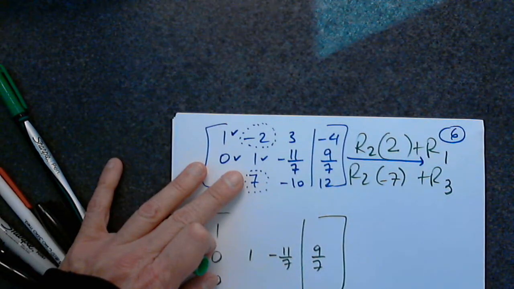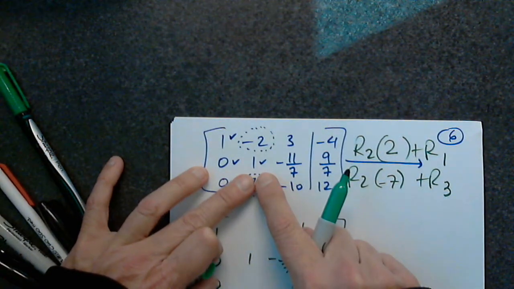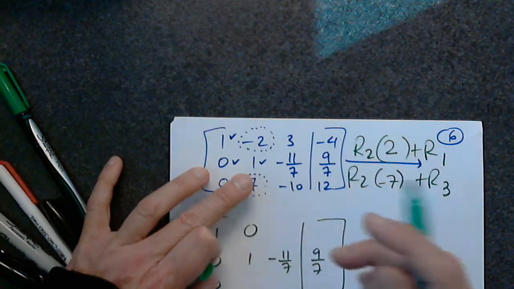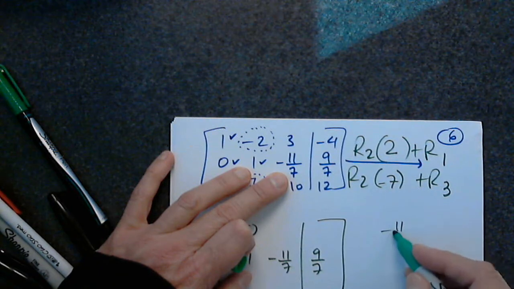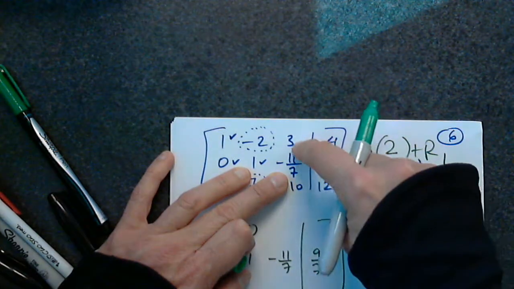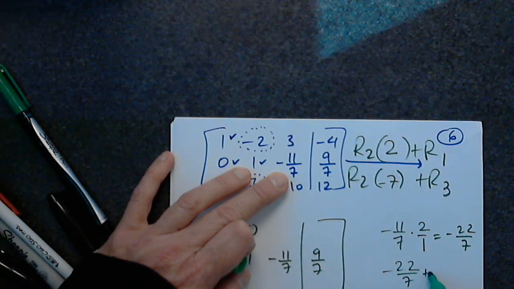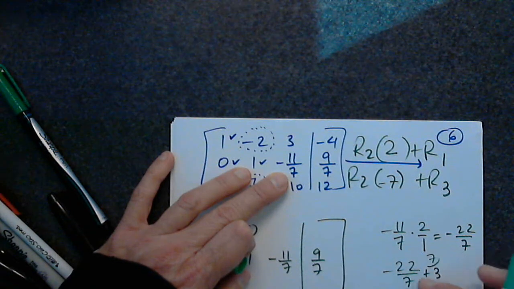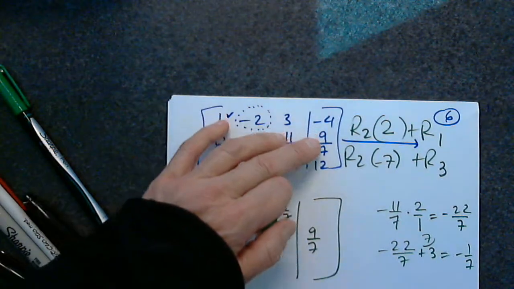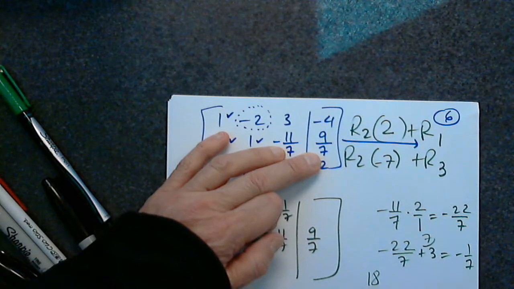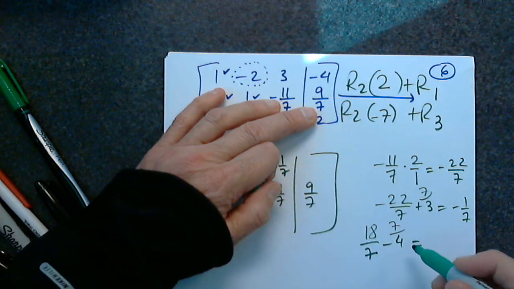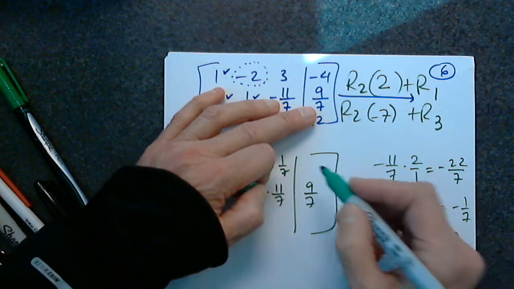1 times 2 minus 2. Very good. Negative 11 sevenths times 2 over 1 is negative 22 over 7, and I have to add it to 3. Negative 22 over 7 plus 3. Remember, I need to multiply by 7. So this will be negative 1 over 7. 9 over 7 times 2 over 1 is 18 over 7, but I have to subtract 4. So that is 18 minus 28. So negative 10 over 7.